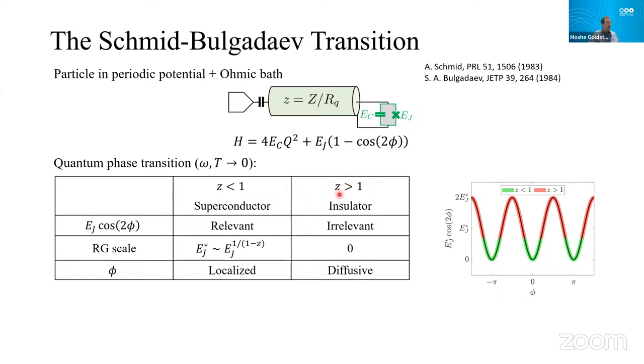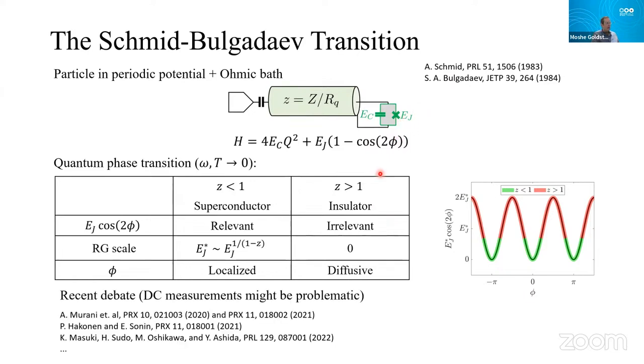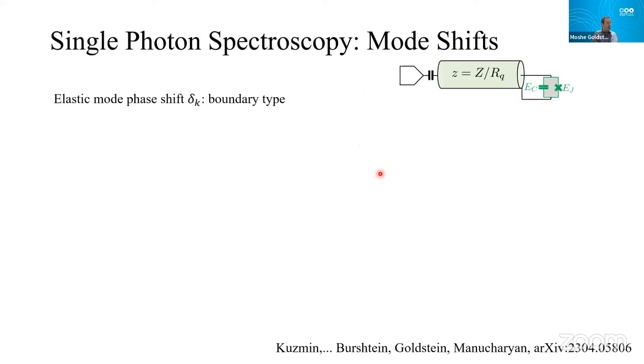Whereas for Z larger than 1, the dissipation is not efficient enough. The particle can tunnel, the phase is delocalized, then charge becomes localized, and the junction becomes insulating. People have been trying to see that using DC measurements, but that turned out to be problematic, and there is still an ongoing debate today about whether or not there is this transition.